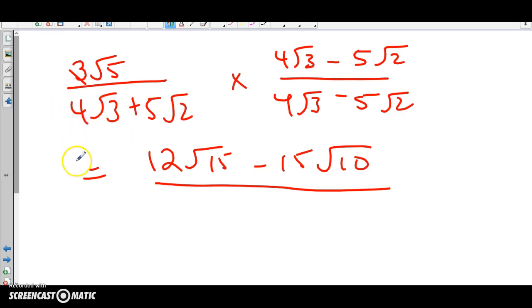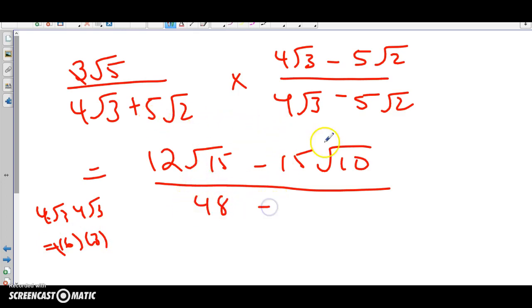Okay, so you square this. Remember this, 4 root 3 times 4 root 3. If I'm going to multiply that, 4 times 4 is 16. And then root 3 times root 3 is root 9, which is 3. Okay, so that's 48. On this side, I have 5 times 5 is negative 25. Root 2 times root 2 is 2, so that's negative 50.